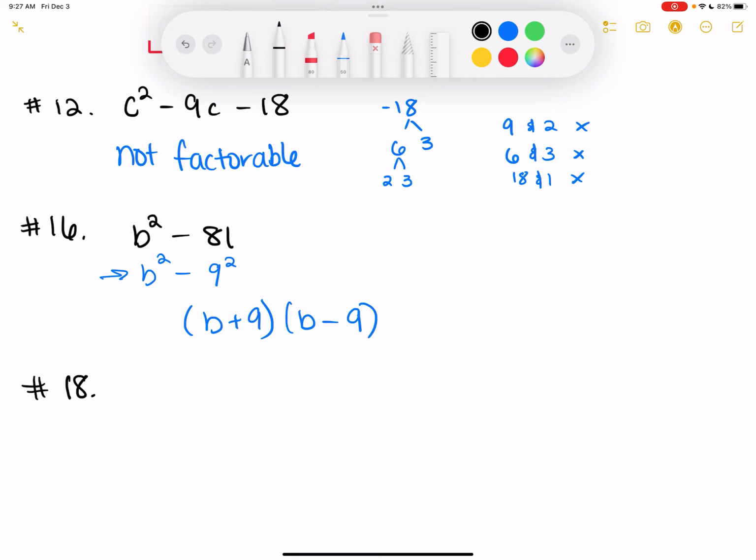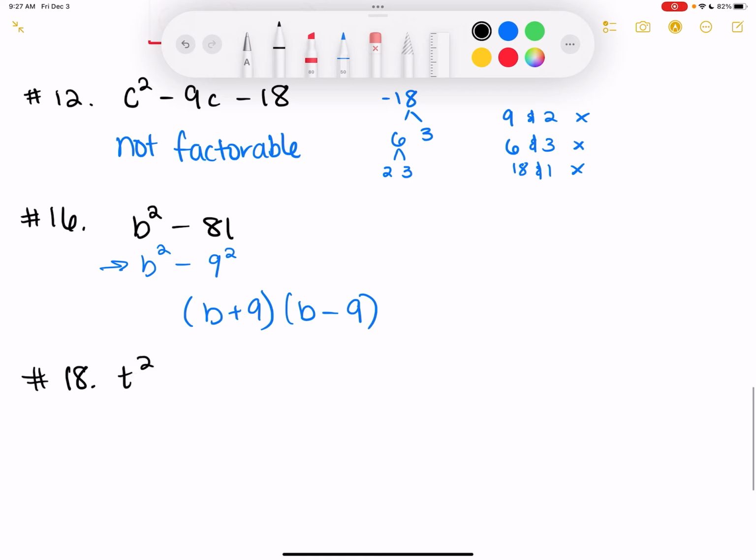All right, 18, t squared minus 16t plus 64. All right, so this is another special type. Okay, this is the perfect square trinomial. So what squared gives you 64? 8. So this is 8 squared. Okay, remember there's a 1 in front of the t.